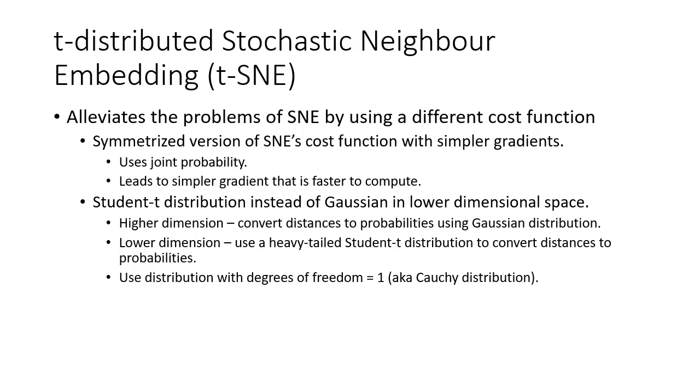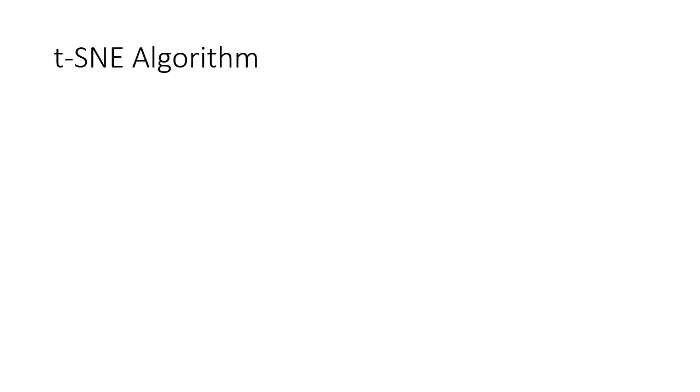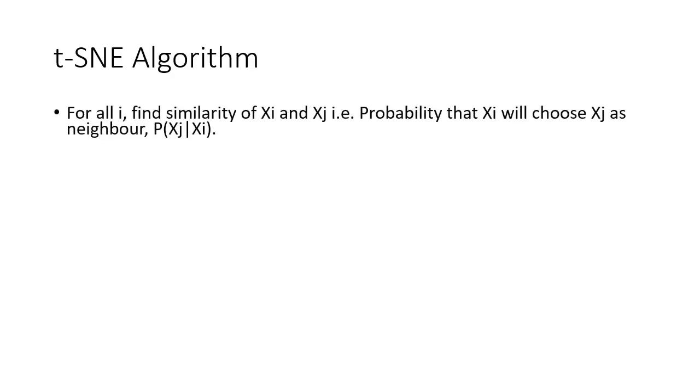So this helps in solving the crowding problem, and we use student t distribution with degree of freedom equal to 1, and this is also known as Cauchy distribution. And t-SNE models dissimilar data points by large pairwise distances and similar data points by small pairwise distances. So let's have a look at the t-SNE algorithm. So the first step is same, that we find the probability that xj will be a neighbor of xi.